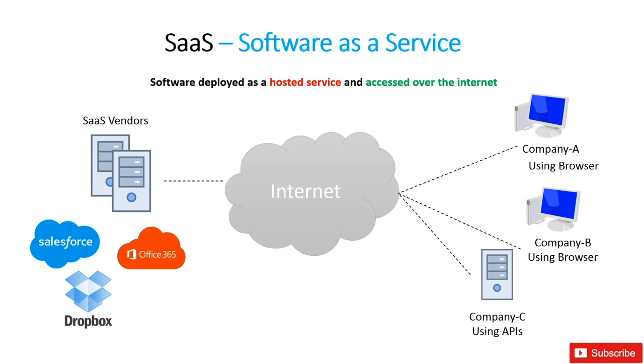The most common method is, of course, a web-based user interface. And this is what you see here, company A and company B, that are using a simple browser to access the service from anywhere on the internet. The other way is to use a specific set of APIs that can be used to access the service, and this is what you see here, company C.